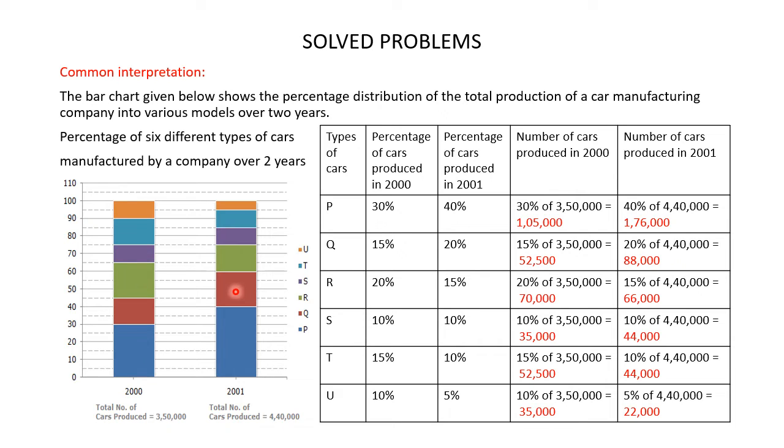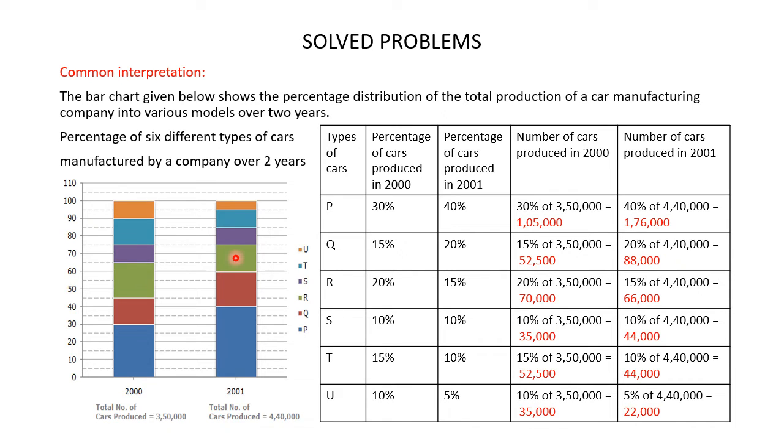The red rectangle here is for Q type of cars. The height of this red rectangle is 60 minus 40, which is 20. This means 20% of the total number of cars produced in 2001 is of the Q type.